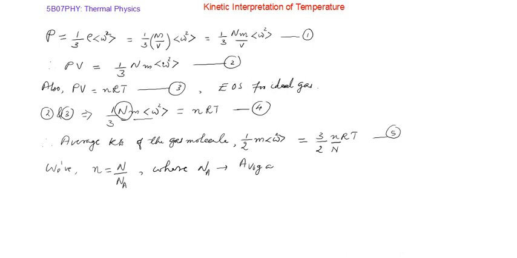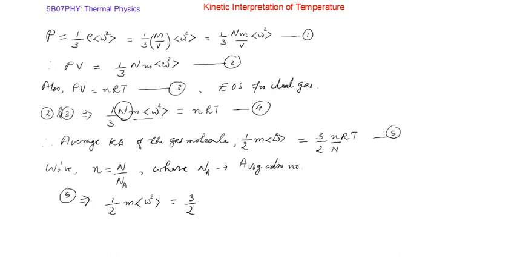Avogadro number, whose value you know, right? So substituting this for small n, what will happen? Automatically equation number 5 becomes, so equation number 5 will become... What is 5? It is half the average kinetic energy of a gas molecule of an ideal gas, half m omega square average, that will be equal to 3 by 2, right?